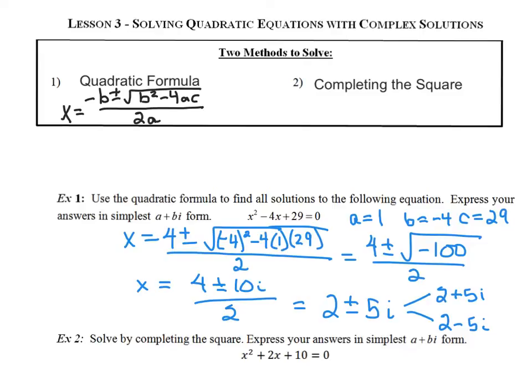Remember that when I've got the same exact real part, but the imaginary part has the opposite sign, these two answers are called complex conjugates. So one way to solve for a quadratic that has complex roots is by using the quadratic formula.